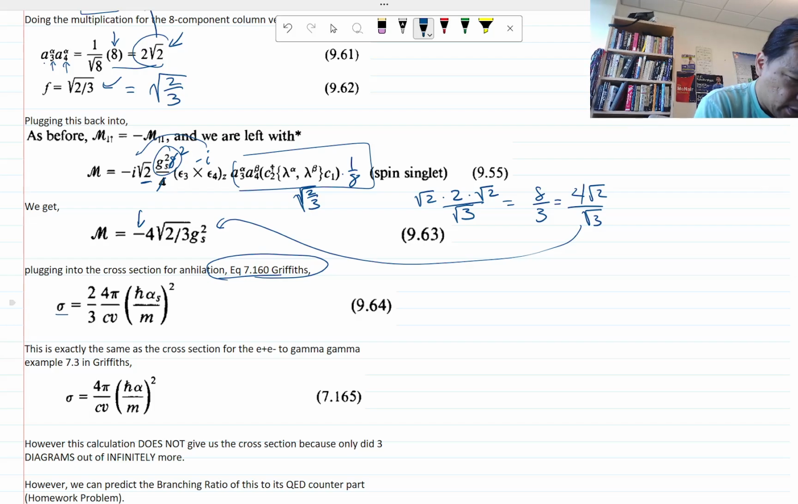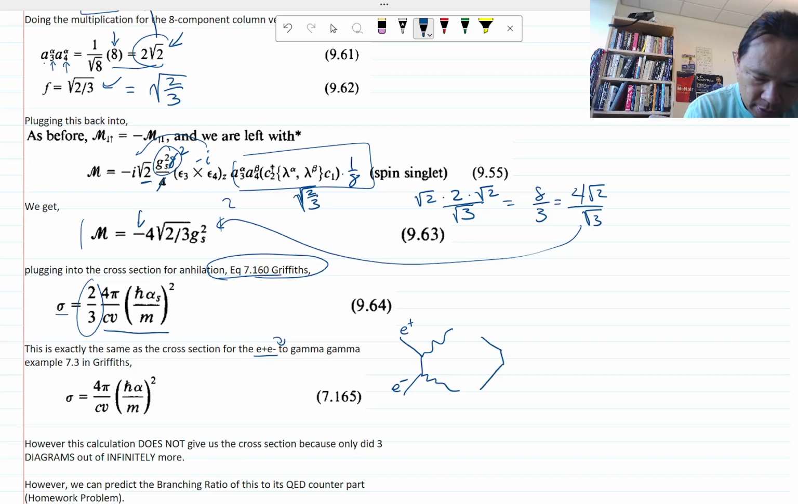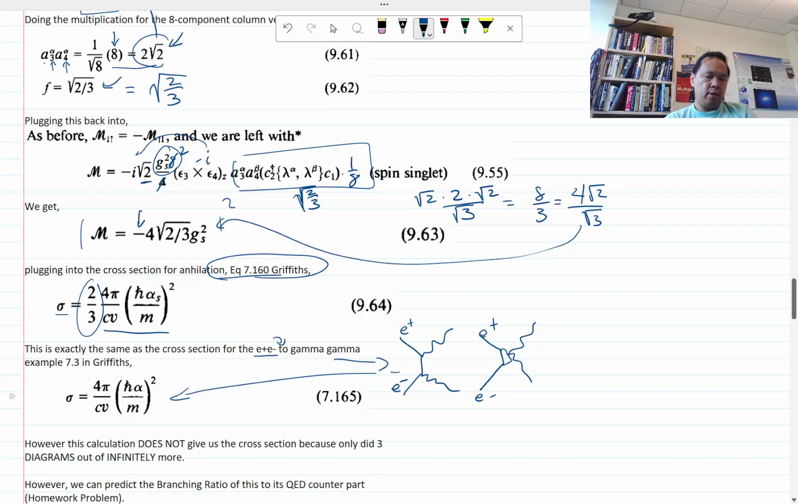Okay, so if we plug this matrix element into the annihilation cross section in chapter 7 of Griffiths, what you end up with is that the cross section turns out to be just the square, right? Turns out to be 2/3 times this whole factor here, okay? And there's a reason why I didn't say that whole factor there, because that whole factor there is the same thing as e plus e minus radiating photons. So this is the cross section for that process, okay?